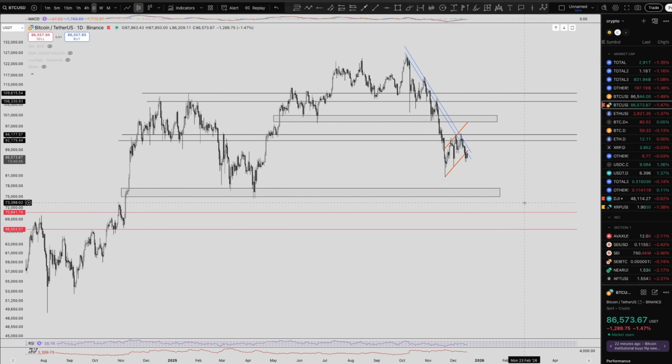Today we talked about Bitcoin and took a brief look at total market caps and even stablecoins.